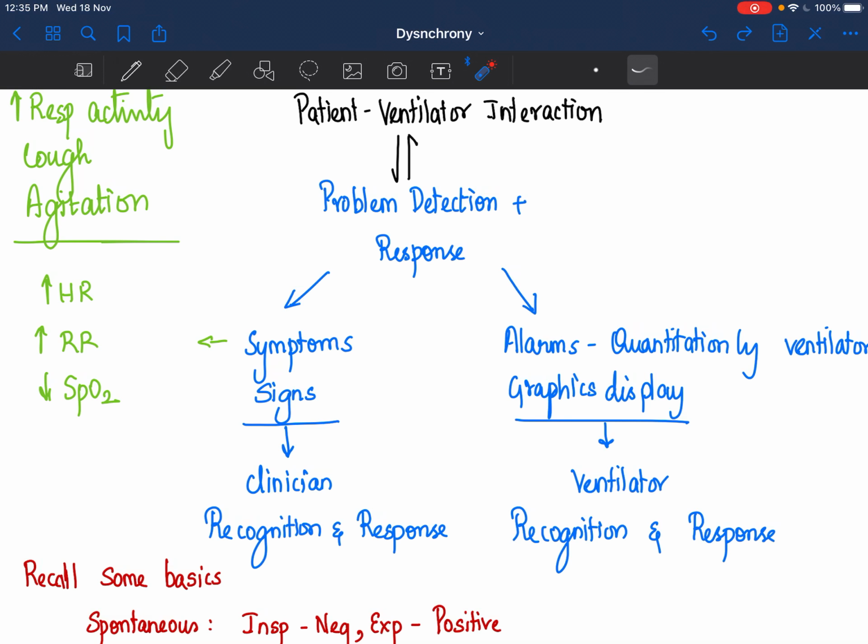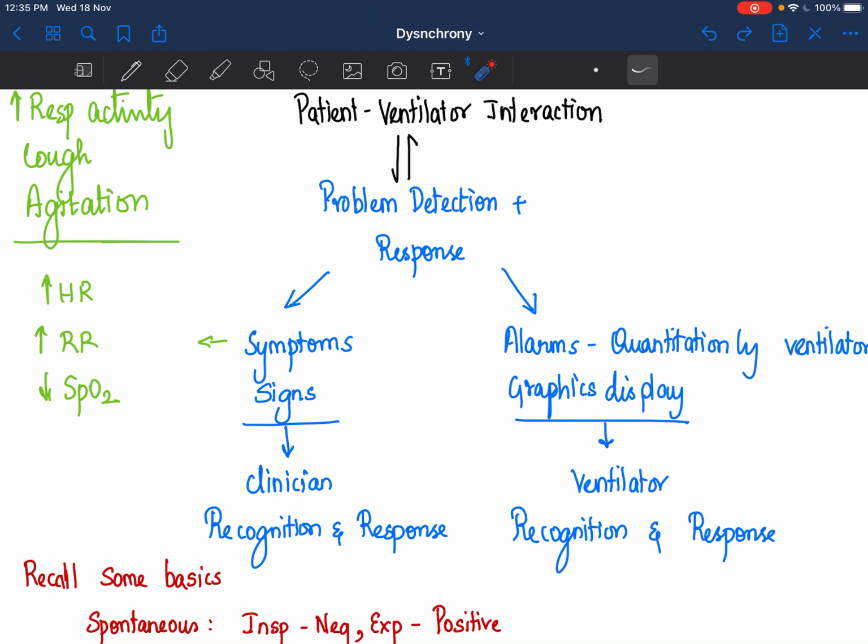The patient can have increased respiratory activity. Accessory muscles can work hard, patient can cough, agitate. You will see that the heart rate is rising, your respiratory rate is rising, but the saturations are actually falling. So this should give you a clue that the patient is not happy with whatever settings that you have approved for the patient. So recognize that and respond to it appropriately, which is what we will be discussing in today's class.